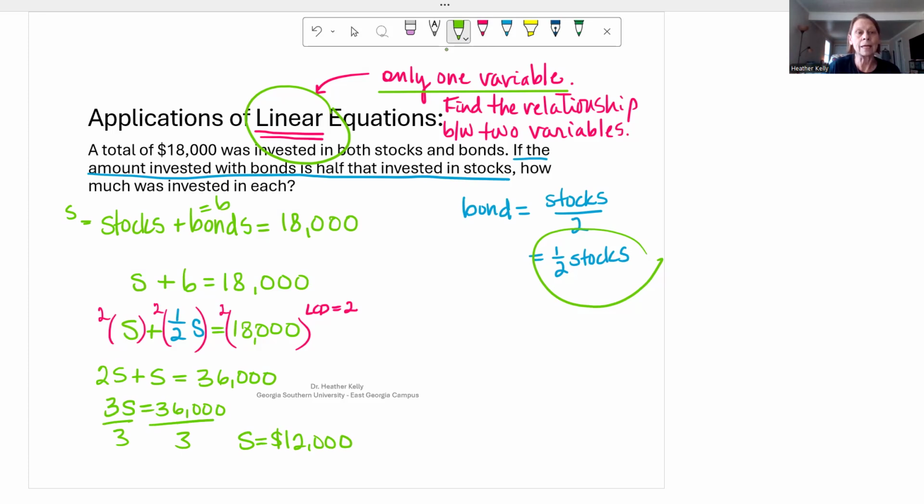12,000. Now, if I give you an application problem, if I give you words, I need words back, okay? So I need you to give me your solution in words, all right? And it says how much was invested in each. Stocks, 12,000, right? And the bonds are equal to the 12,000 divided by 2, which is 6,000.